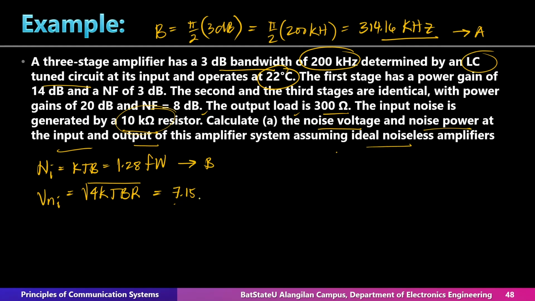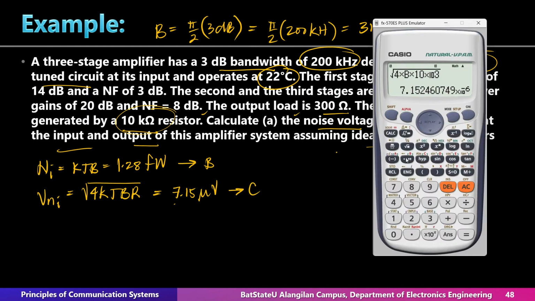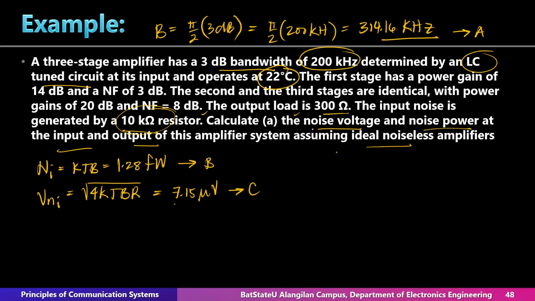7.15 microvolts. Papalagay natin, lagay mo ito sa alpha C ng calculator. Shift, store C. Nakuha na natin ang noise voltage sa input, noise power sa input, yun namang output. The noise power is equal sa noise power sa input times yung gain. Overall gain yun. Bakit? Kasi tatlong stages yan.